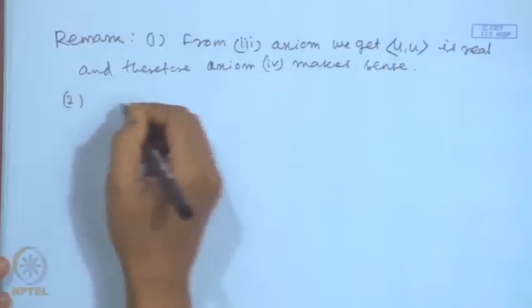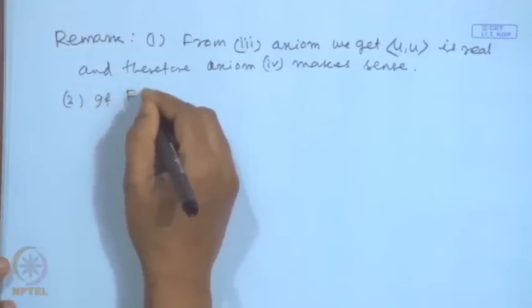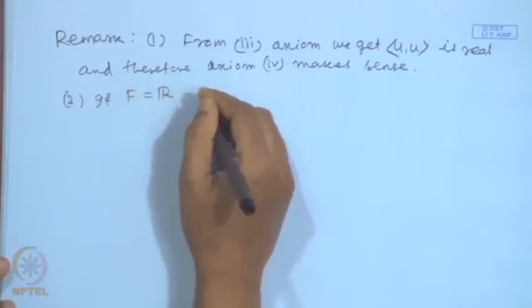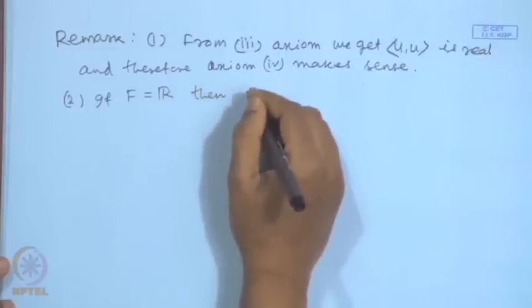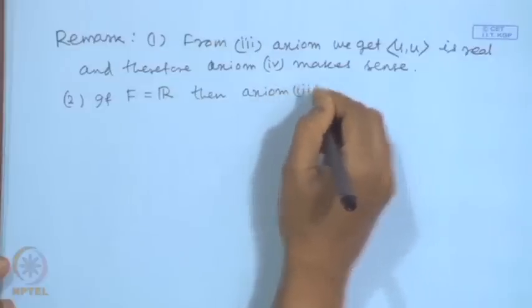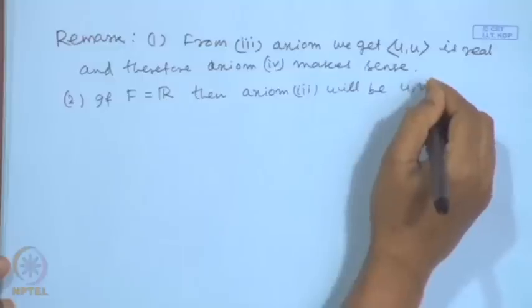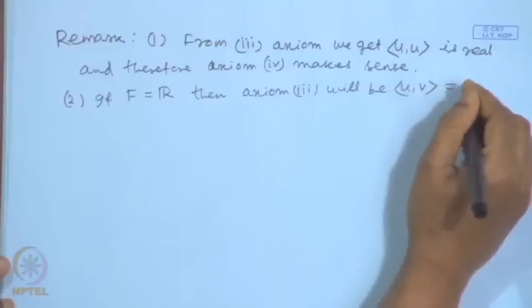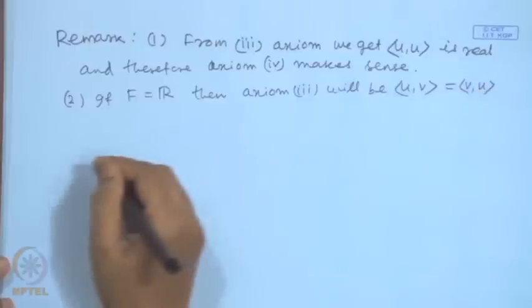Second remark is that if the field F is the real field, then the third axiom will be that the inner product of u, v is equal to the inner product of v, u, or in other words it is symmetric.